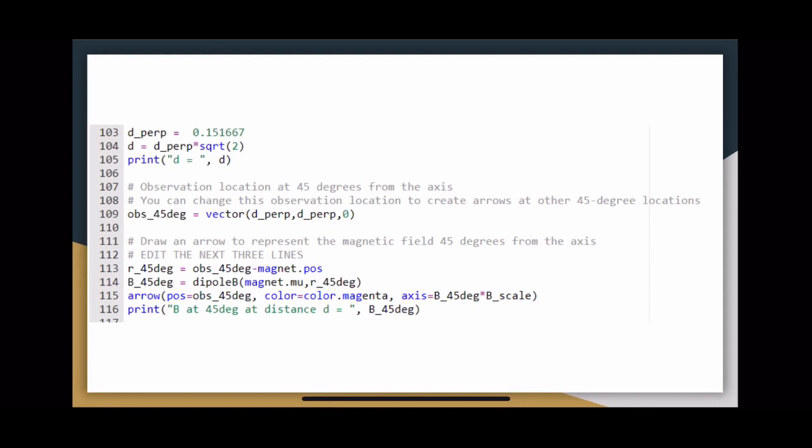I did something very similar for the off-axis case, which is an observation location 45 degrees away. This is similar to the one I did in the experiment. I called the function to find the magnetic field, and then I created an arrow at that observation location.